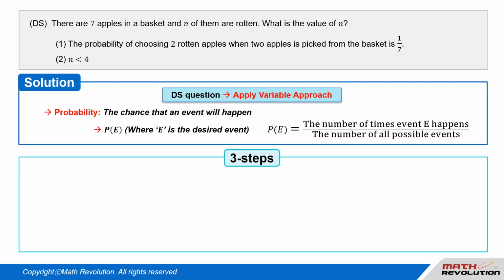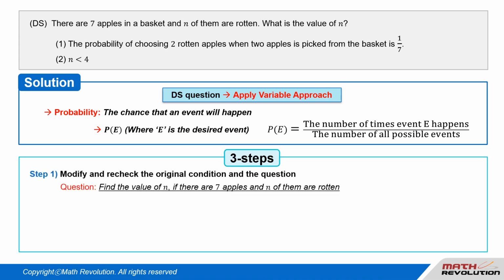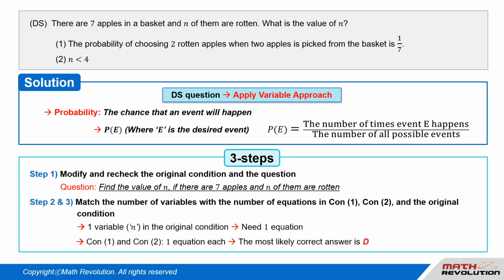Let's apply the 3 steps suggested previously. Follow the first step of the variable approach by modifying and rechecking the original condition and the question. We have to find the value of n if there are 7 apples and n of them are rotten. Follow the second and third steps.